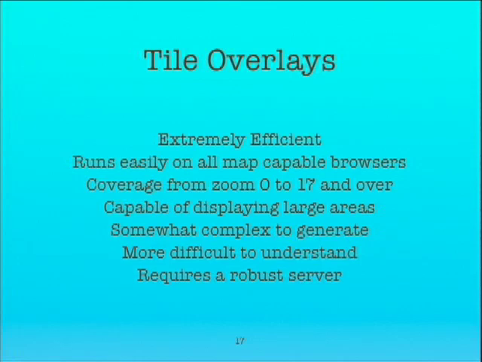Tile overlays are another type of image overlay. They're incredibly efficient, as you've seen with Google Maps. The way the system works is incredibly efficient. It runs easily on all the browsers. They're very robust. They take up very little memory in terms of the JavaScript needed to make them work. It's virtually free to use image overlays. They're flexible. The downside is that they're complex to create and to understand how they work.